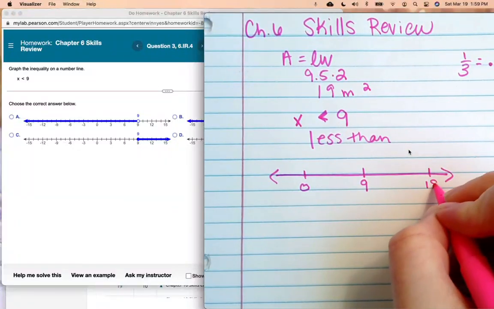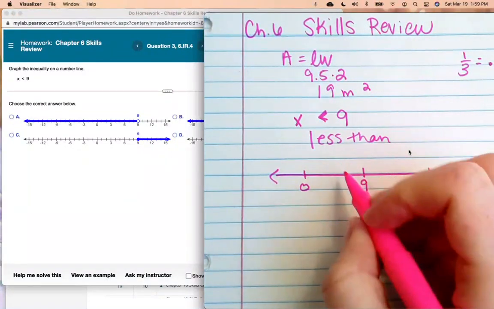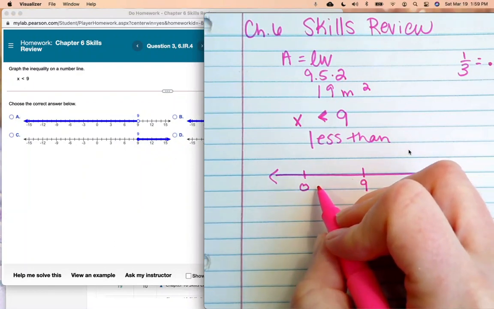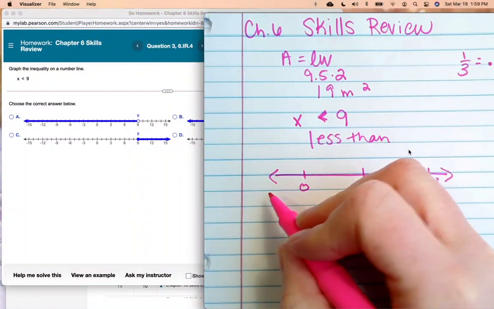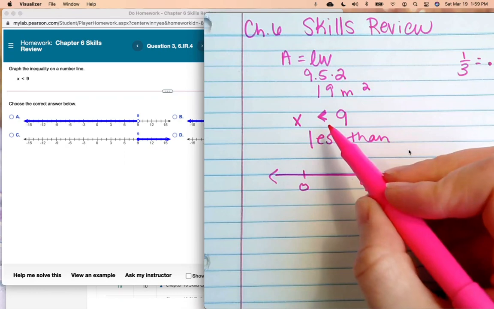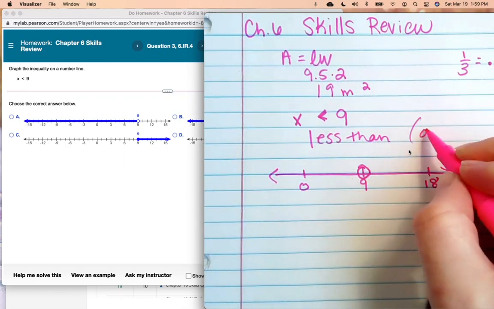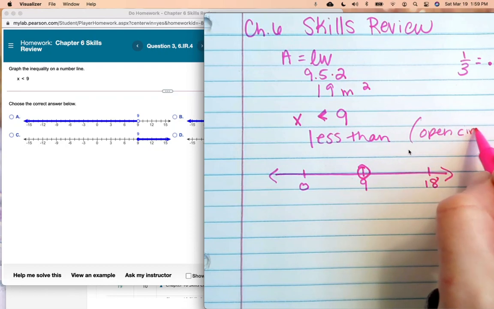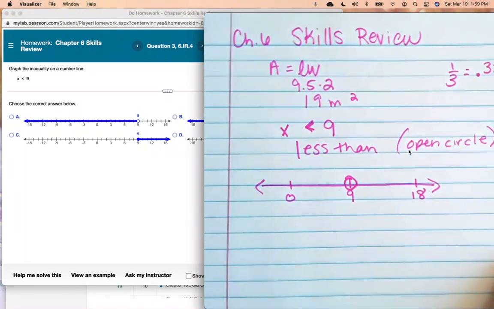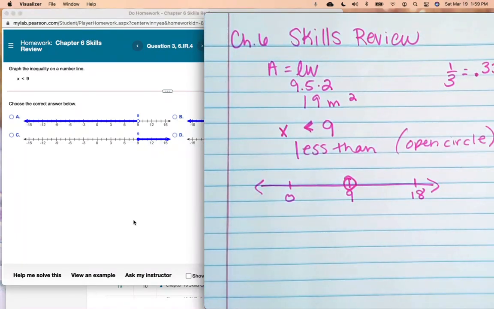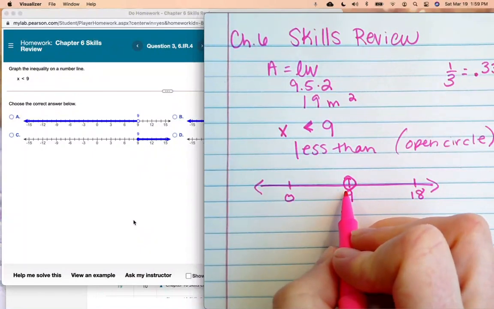Let's do it like that. So it looks kind of like that. 8, 7, 6, 5, 4, 3, 2, 1, 0, -1, and so on. So if it's less than, it's not included. So it's an open circle. If it's less than or equal to, it's a closed circle. But this is open, meaning 9's not included.